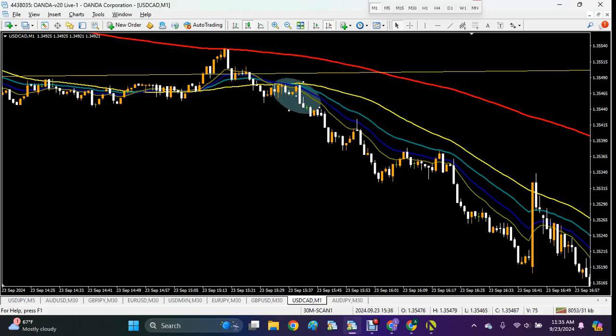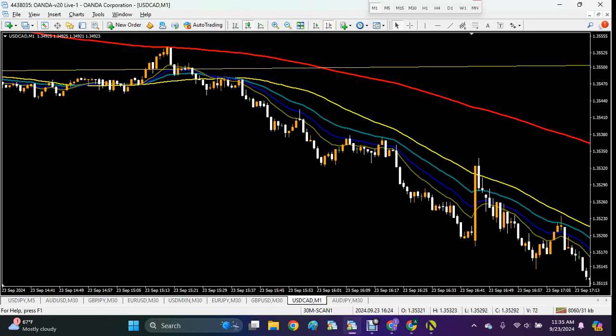Okay, sell signal here, sell signal here, and let's just make it quick. All right, sell signal here and one blackjack here, and this was the news shoot up.